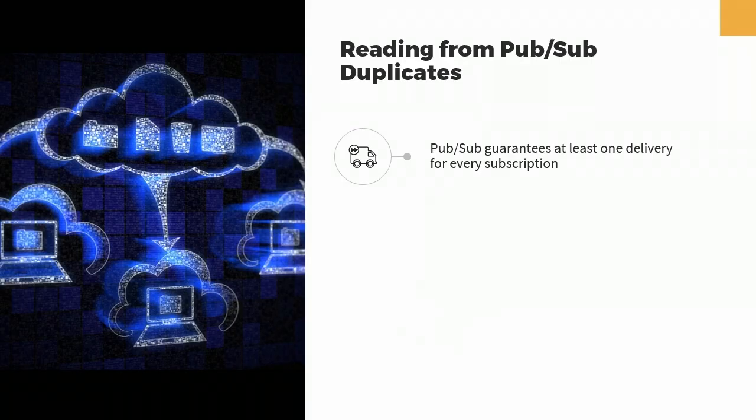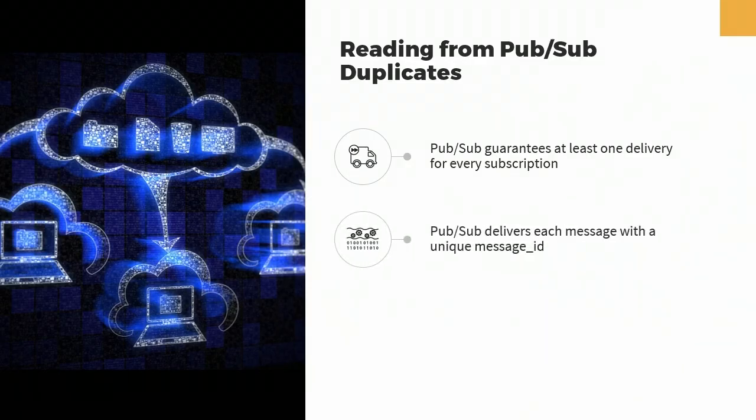It means that a message may be delivered more than once to the same subscription if Pub/Sub doesn't receive an acknowledgement within the acknowledgement deadline. There's a certain amount of time attached to the message in which the subscriber needs to acknowledge that it received it. Otherwise, Pub/Sub will think, oh, you haven't received the message, and it'll try to send it to you again.